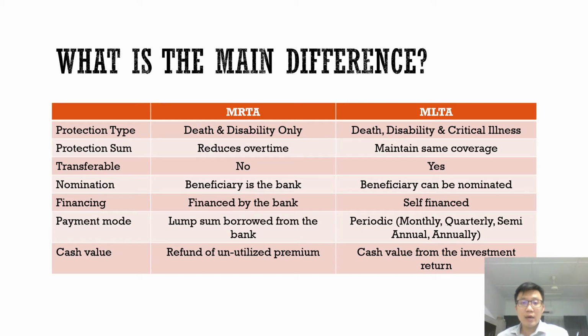So nomination wise, for MRTA, the beneficiary is normally the bank, whereas for MLTA, you can nominate your beneficiary, and your beneficiary will receive the money instead. They can choose to continue to pay the loan installment, or they can pay off the outstanding loan balance.